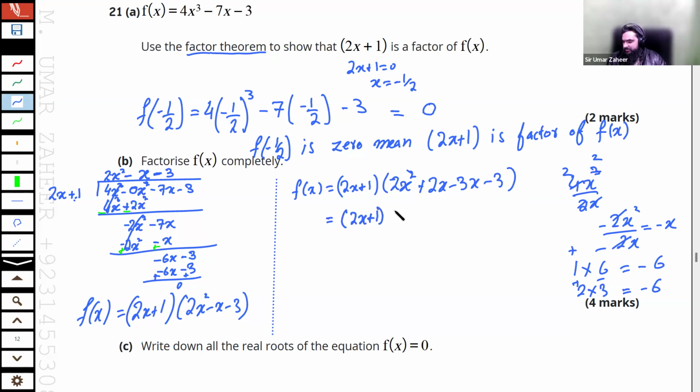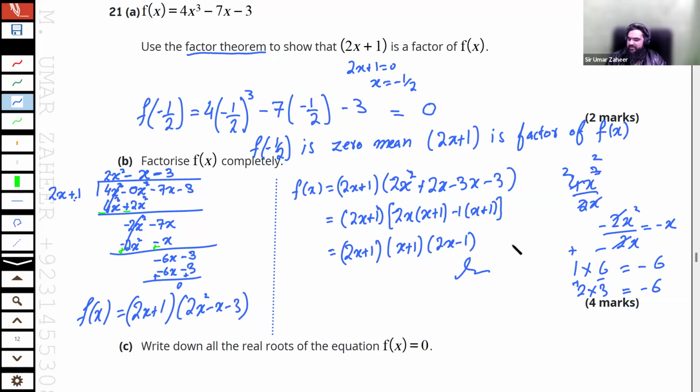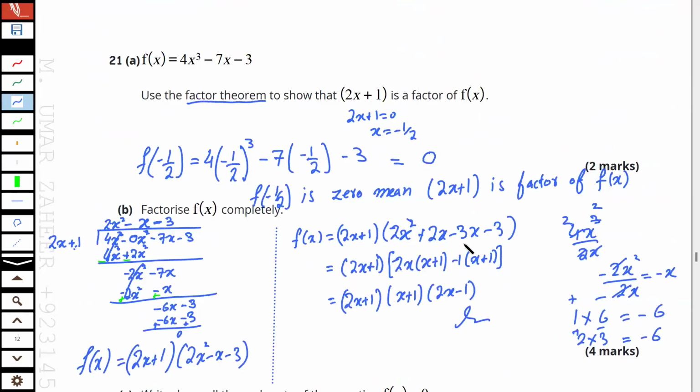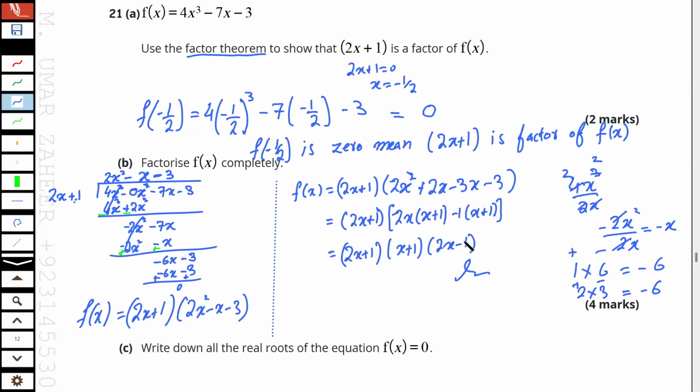2x plus 1 into the first two values, I can take 2x as a common. I will get x plus 1. In the next two values, I can take minus 1 as a common. I will get x plus 1. So 2x plus 1 multiplied by x plus 1 times 2x minus 3. So look here, I have to completely factorize f of x. Now you have to write minus 3 here outside the bracket.